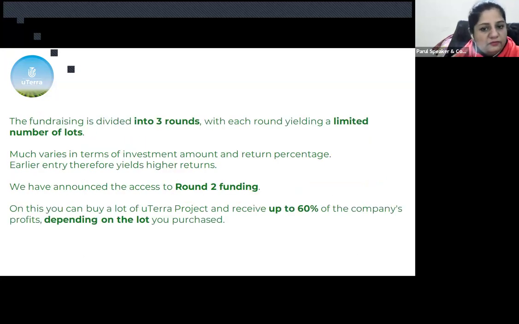So the fundraising is divided into three rounds, with each round yielding a limited number of lots. Much varies in terms of investment amount and return percentage. Earlier entry therefore yields higher returns. We have announced the access to round two funding. Now round one is completed, round two is running, and on this you can buy a lot of uTerra project and receive up to 60% of company's profit depending on a lot you purchase. Still you can have 60% of the company's profit, right, if you go for round two.